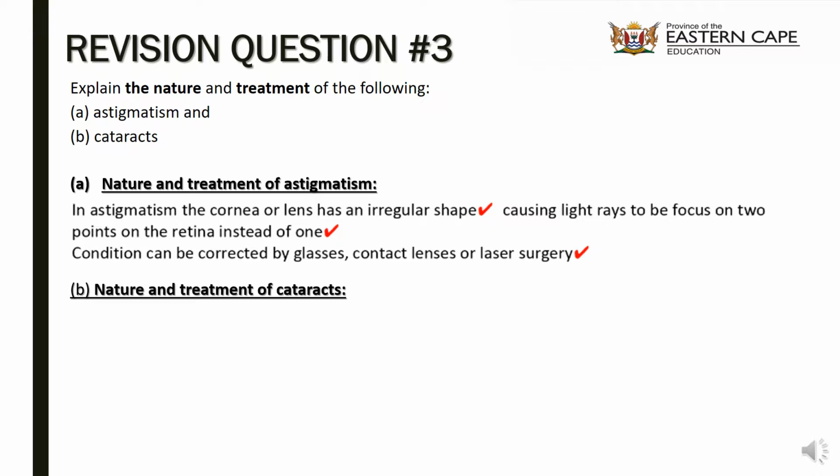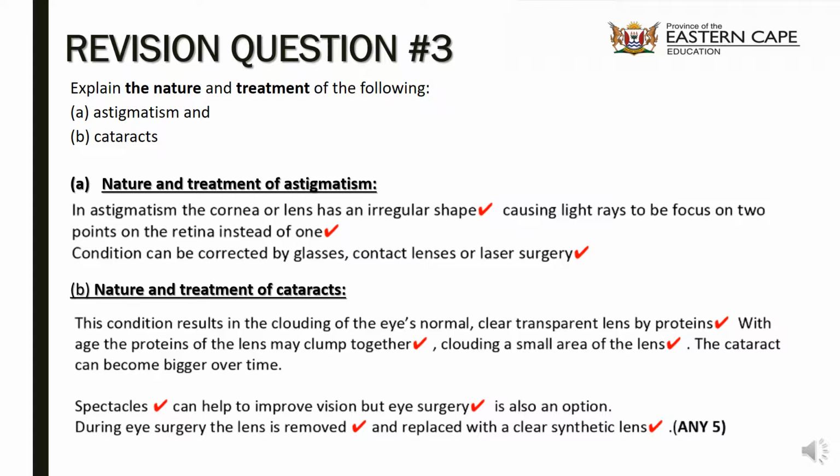And because the cloudy layer is there, what is it going to do? It's going to affect how much light is allowed to penetrate into the eye and then form on the retina. So this is the condition which results in the clouding of the eye's lens, which is normally transparent. The proteins may clump together and cloud a small area of the lens, and over time the cataract may become bigger.